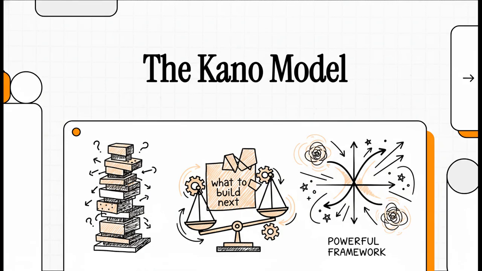All right, if you're a product manager, you know this feeling, right? You've got a backlog that just seems to scroll on forever, and there's this constant pressure to figure out what in the world to build next. Well, today, we're going to talk about a really powerful framework that brings some serious clarity to all that chaos. It's called the Kano Model.